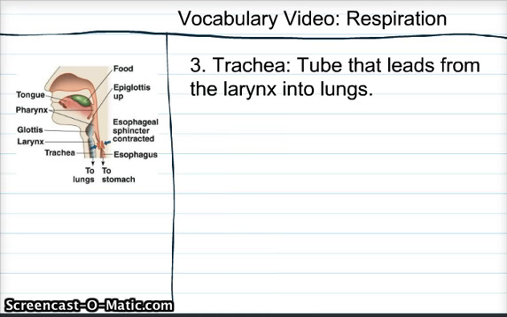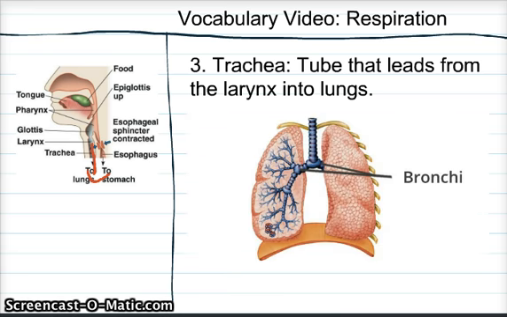Number 3 is the trachea. The trachea is a tube that leads from the larynx, and let's look at the picture. Again, you don't need a new picture, right here, into the lungs. I'm going to show you another picture, but you don't have to draw this one for trachea. But you will have to draw this one for bronchi. But just look at the picture for a second here.